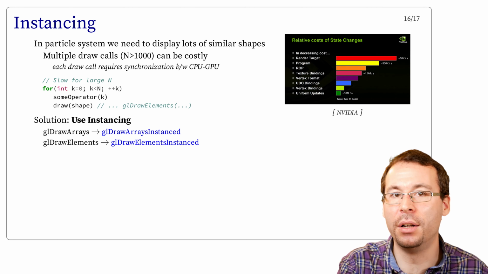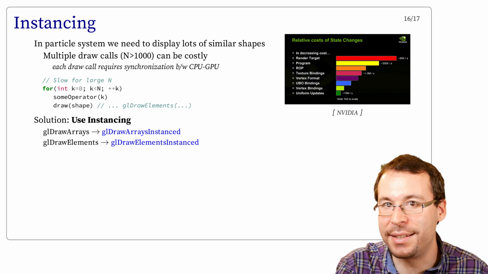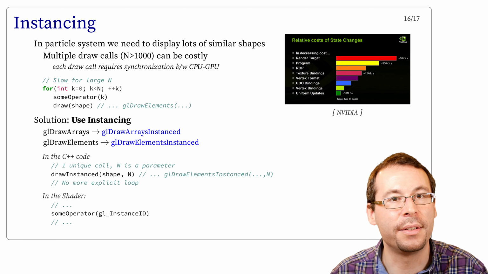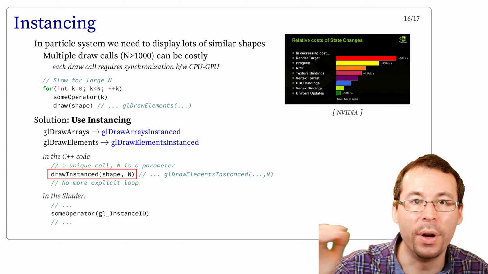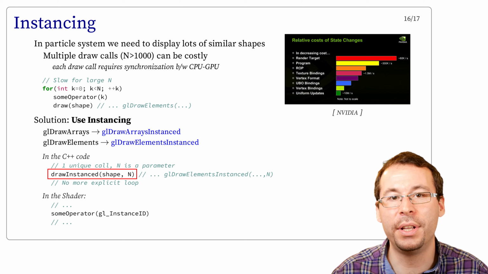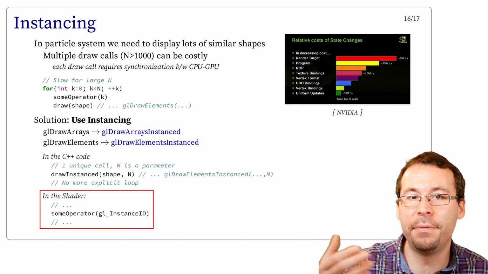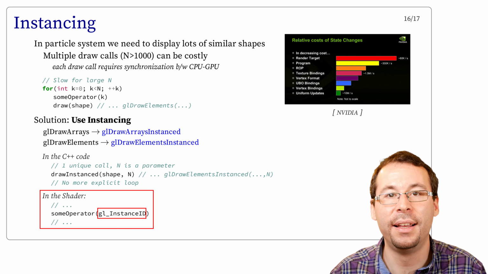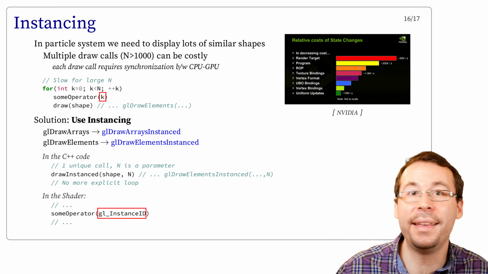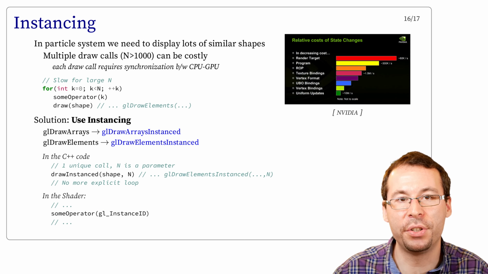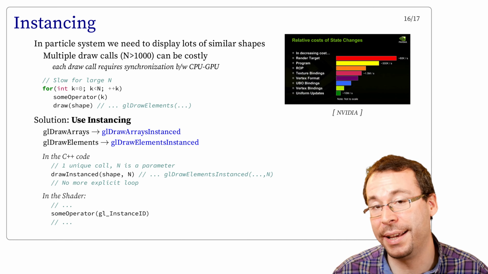Instead of calling glDrawArrays or glDrawElements, OpenGL provides the functions glDrawArraysInstanced and glDrawElementsInstanced. Then in the C++ code, we only have one call to the instanced draw, and the last parameter is the number of instances to be displayed. Now in the shader, we have the built-in variable gl_InstanceID that contains the index of the current object, so it's the same as the parameter k in the loop. And of course, if we have some operation done using the index of the particle, it now needs to be computed in the shader directly.